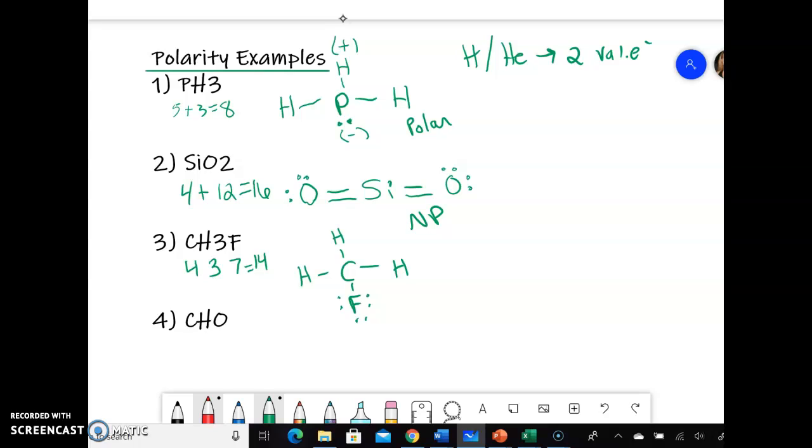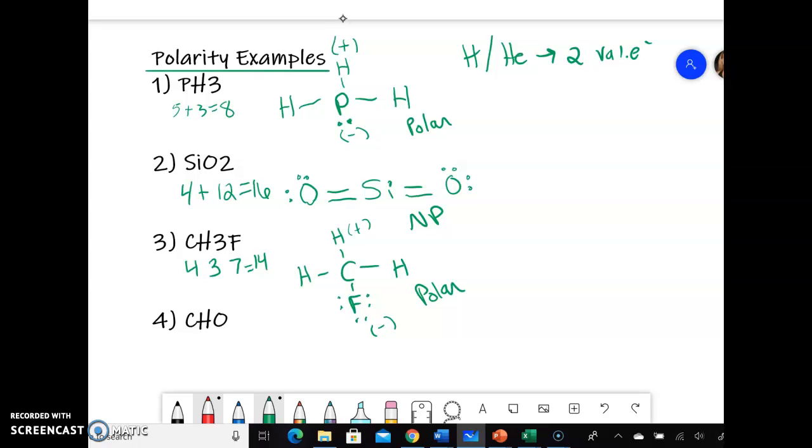We don't need any kind of double bonds. Now we just need to analyze if this molecule is going to be completely balanced out. And it's not, because fluorine is the most electronegative element on the whole periodic table. So fluorine is pulling harder on all those electrons, all the bonds. It's pulling harder than the hydrogens, and so this side of the molecule ends up being slightly negative, which means the other side is slightly positive. And so this one is polar.